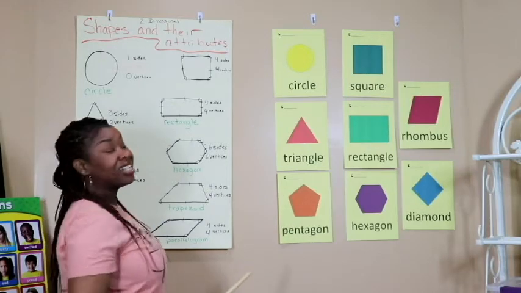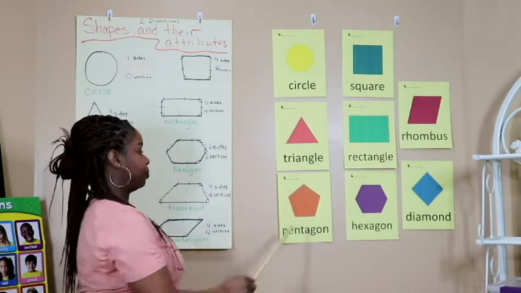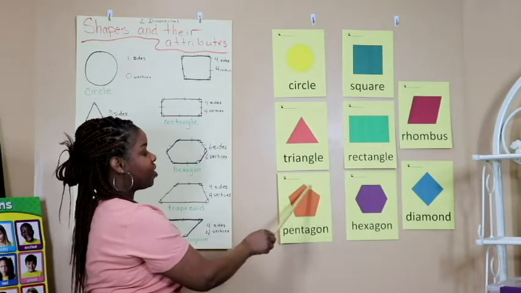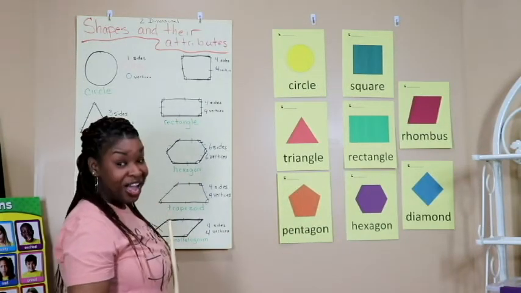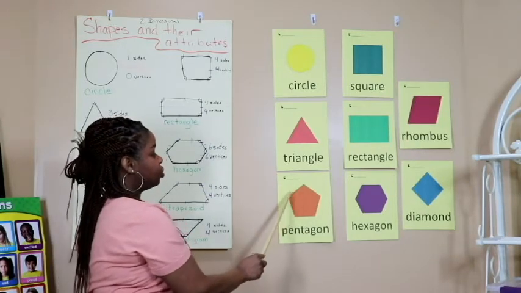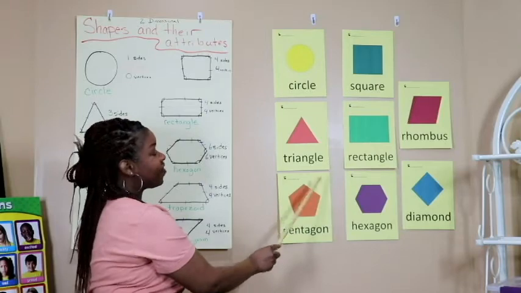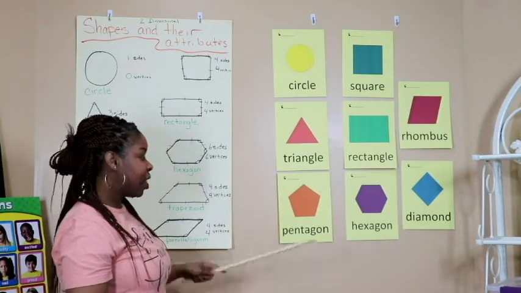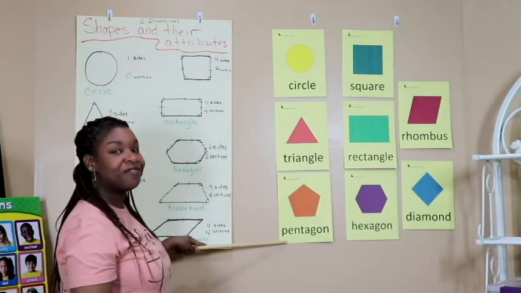Let's count the sides for the pentagon. 1, 2, 3, 4, 5. 5 sides. Let's count the vertices. 1, 2, 3, 4, 5. 5 vertices. And remember, penta means 5.